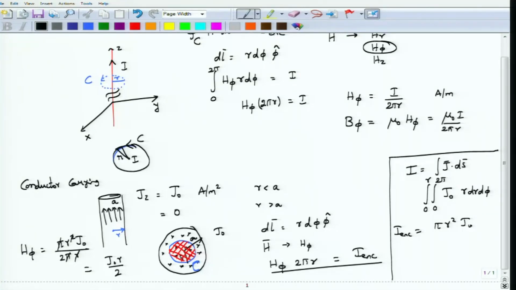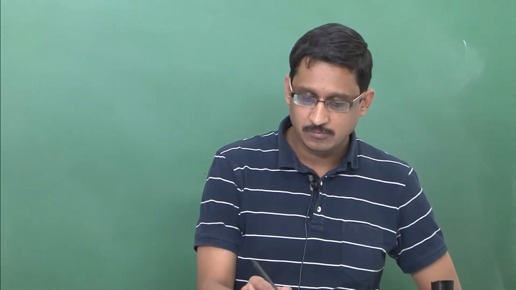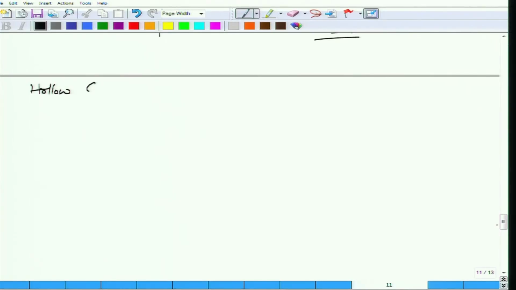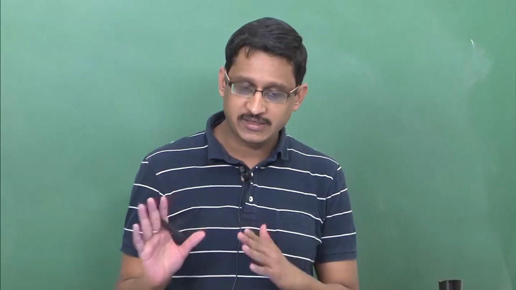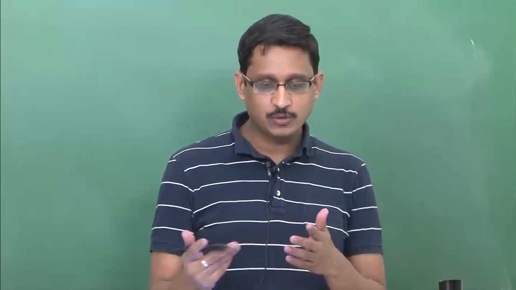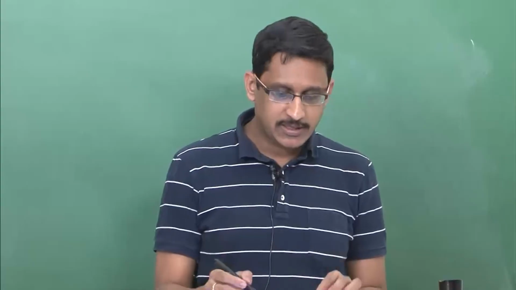Let us look at a third and a final example of what is called a hollow cylinder. Two such hollow cylinders will actually give us the coaxial cable. We will not discuss the coaxial cable now because we want to keep that for the inductance calculation, but before that you need to know how the field of a hollow cylinder works. So, what is a hollow cylinder?